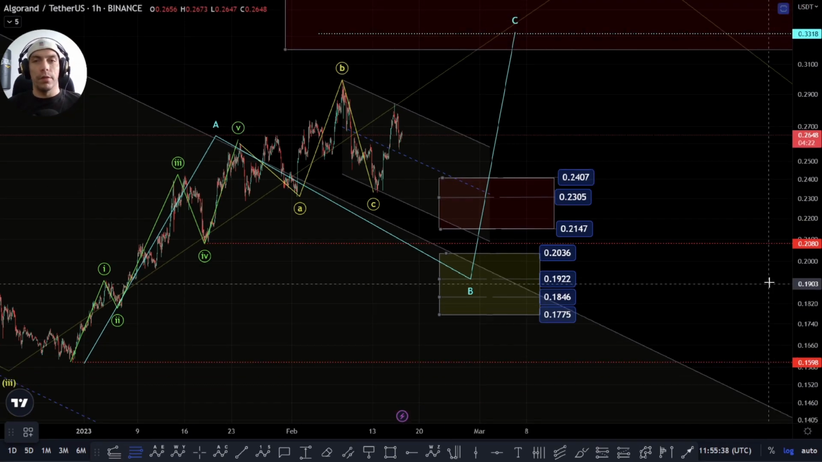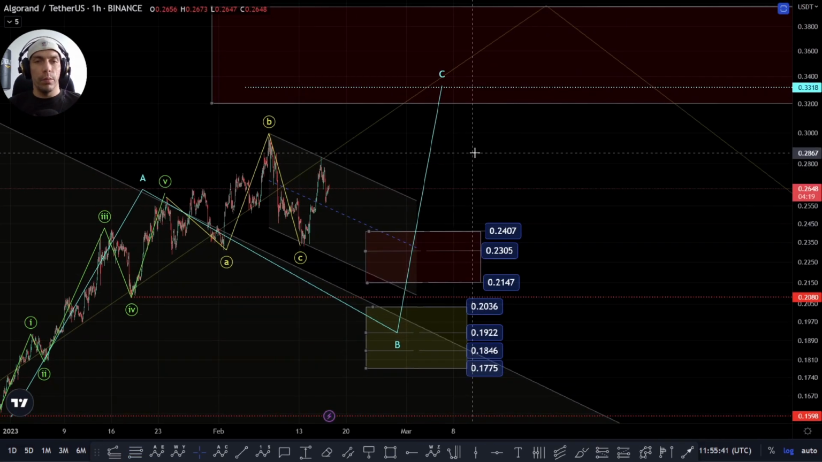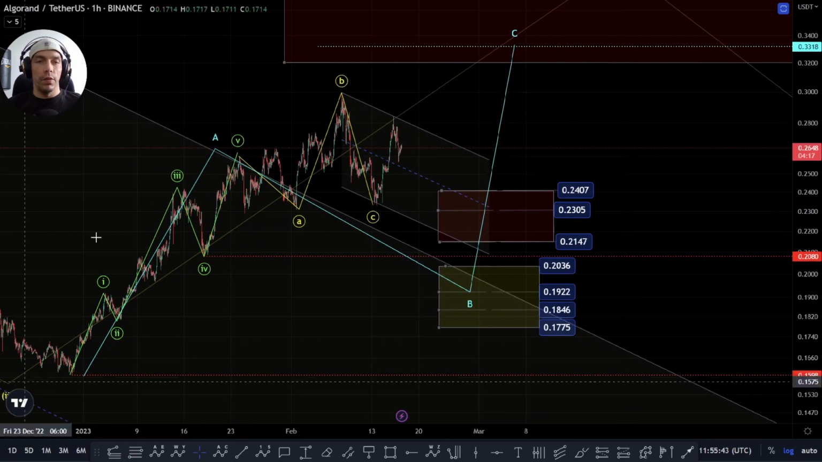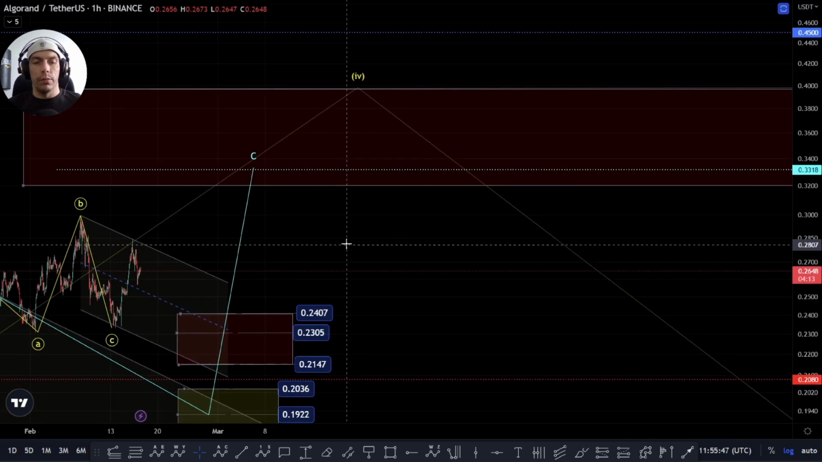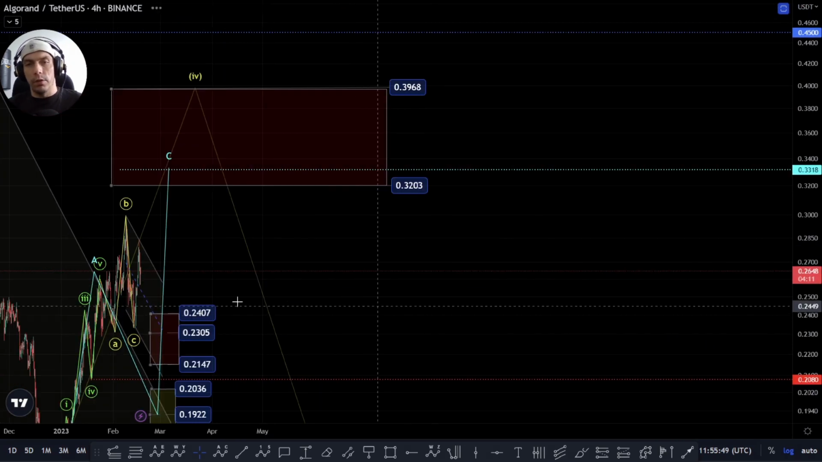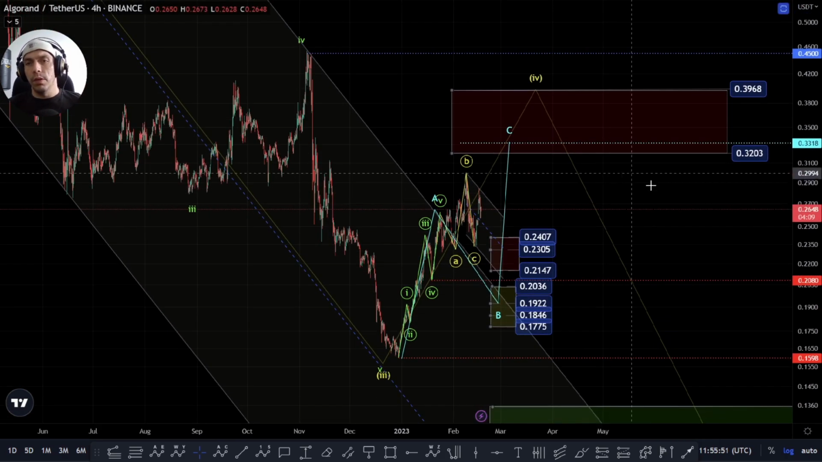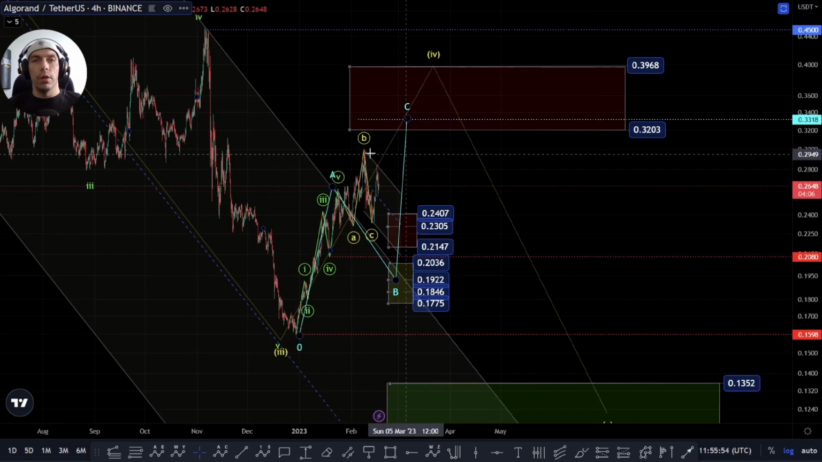Okay, so let's get into the fun stuff here. Effectively, I'm still looking at this move in potentially two ways. So ideally what we're looking for is actually a fourth wave correction here. And if I just come out here, basically the zone I'll be looking for this. So there's two ways that we can look at this.